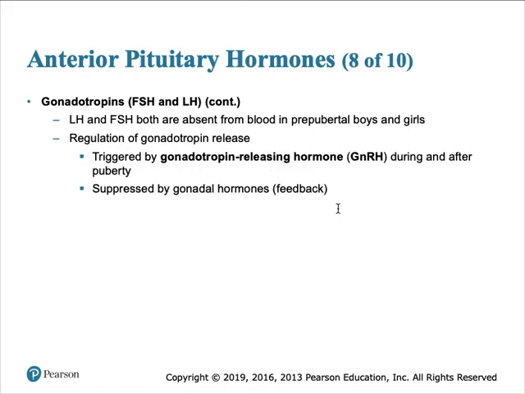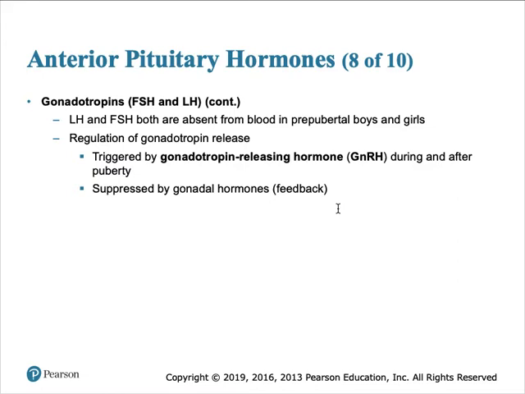LH and FSH are absent from the blood before puberty in boys and girls. And the regulation of gonadotropins is going to be triggered by what's called GnRH, gonadotropin releasing hormone. That occurs during puberty and continues to be maintained after puberty. And we'll talk a little bit about the details of that again in chapter 26.